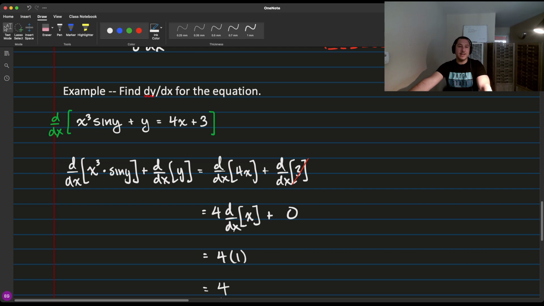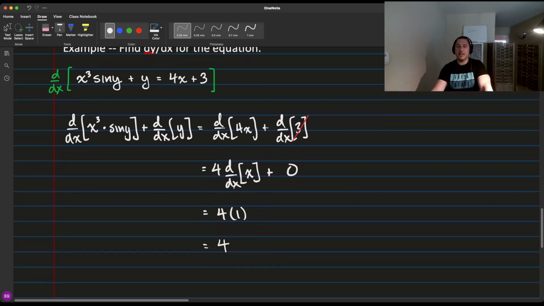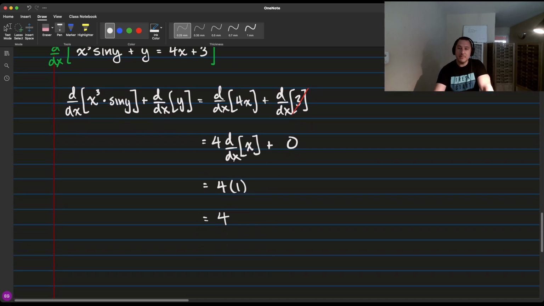The left-hand side is a little more complicated. In particular because of this part right here. What rule am I going to have to use on this part? What derivative rule? Yes, I'm going to have to use the product rule. And I'm just going to point out here that the derivative of y with respect to x is just dy dx. So that one's easy to deal with.